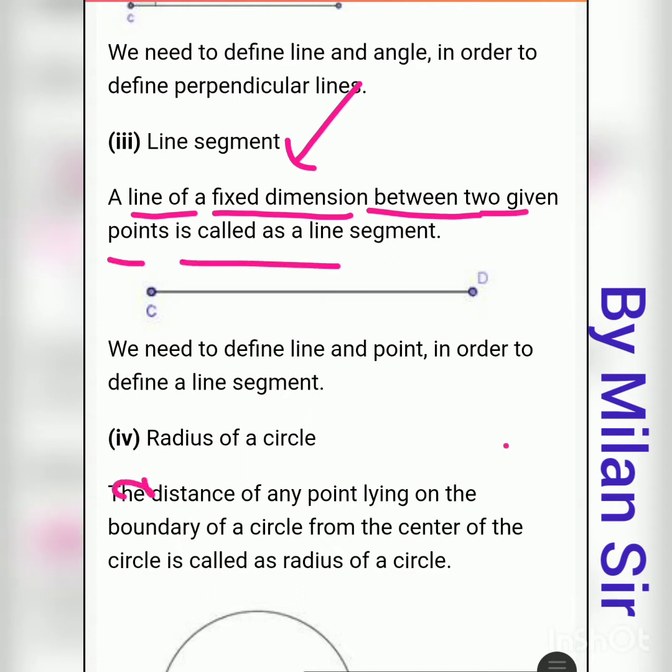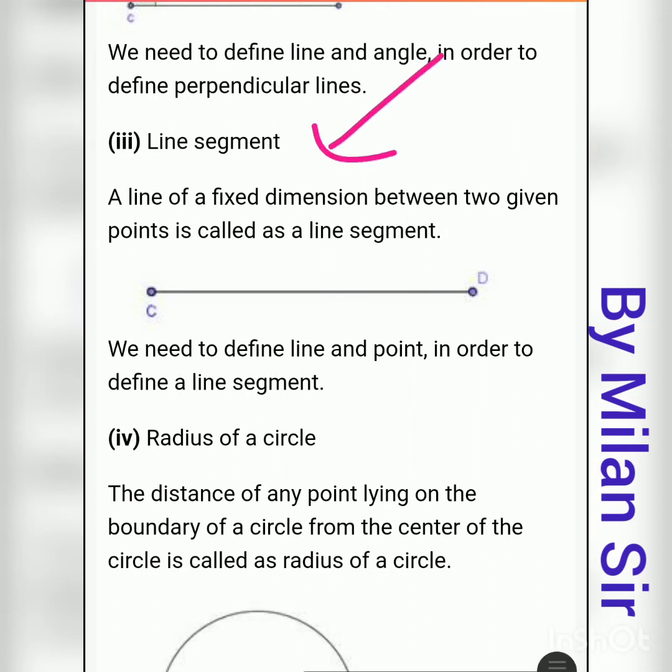If we have two given points, and we draw one line which joins these two points, it is called a line segment. A line of fixed dimension between two given points is called a line segment. We need to define line and points in order to define a line segment. Here in the definition we use two terms: line and points.